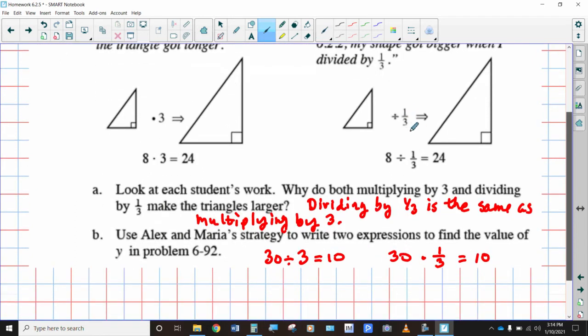Wonderful. Dividing by a fraction is so much easier than multiplying, and if she had actually completed this process, she would have seen that she was multiplying times 3. So yeah, dividing by 1/3 is the same as multiplying by 3.